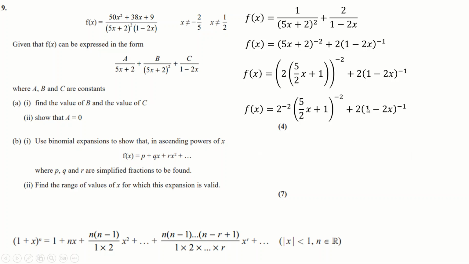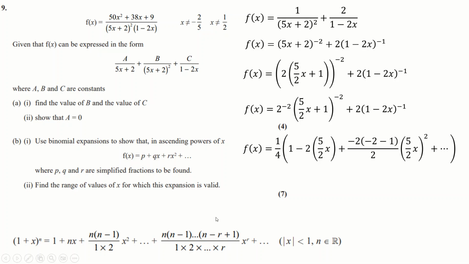And I think I'm now ready to expand, right? So this is a quarter. This I can follow the formula for, like I was saying, so it's just 1. And then we have n is minus 2, right? So minus 2 there, and then just times x, which is 5 over 2x. And then plus, and then n is minus 2, so it's minus 2 times minus 2 minus 1, all divided by 2. And then x squared is 5 over 2x all squared. So that's that one. 2 to the minus 2 is a quarter.